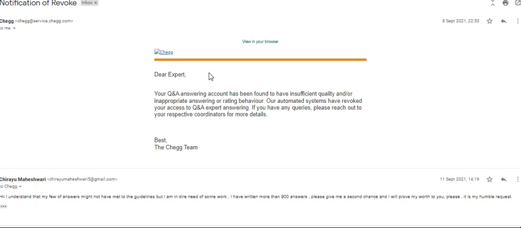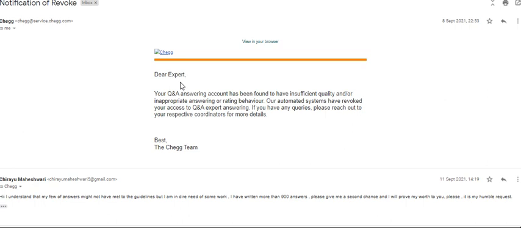Now, what happens once your account is revoked? Can it get activated again? Yes, you can activate your Chegg account again. When I got this mail, I simply wrote a mail to them stating that I had solved this many questions and had been doing great for the last 4 months, that this was just a short time frame where I failed, and that I would improve. You have to write a mail to them, buttering them up a little.